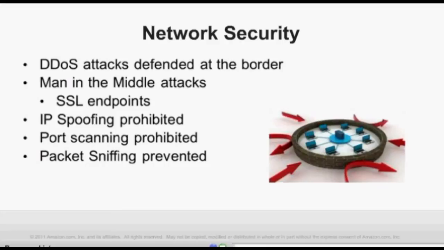Man-in-the-middle attacks are best mitigated by using SSL endpoints. So you still have to sign all the API calls, but by hitting our SSL endpoints, you actually get an additional layer of security there. In EC2, you'll find that things like IP spoofing are prohibited, port scanning is prohibited, and packet sniffing is prevented. You can, in fact, put a NIC in promiscuous mode, but what you'll only ever see is the traffic that's actually destined to go to that particular server. And that's all part of the security controls that we'll talk about shortly.